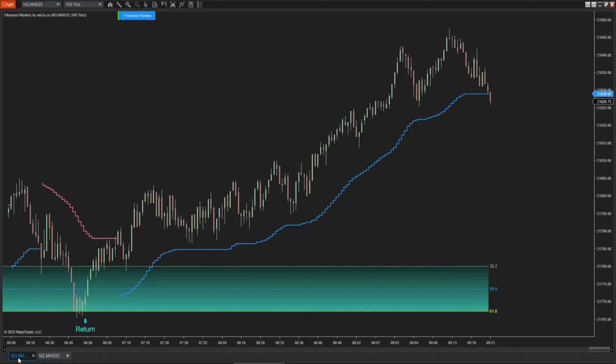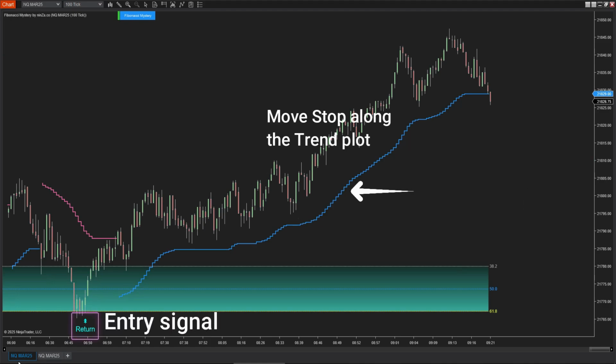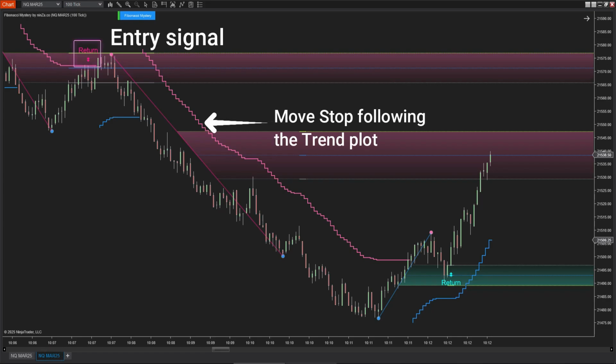A useful tip when using the indicator is to take advantage of the trend plot line to adjust your stop. For example, when you enter a buy position, move your stop when the trend plot line turns green. Conversely, when you enter a sell position, move your stop according to the pink trend plot line.